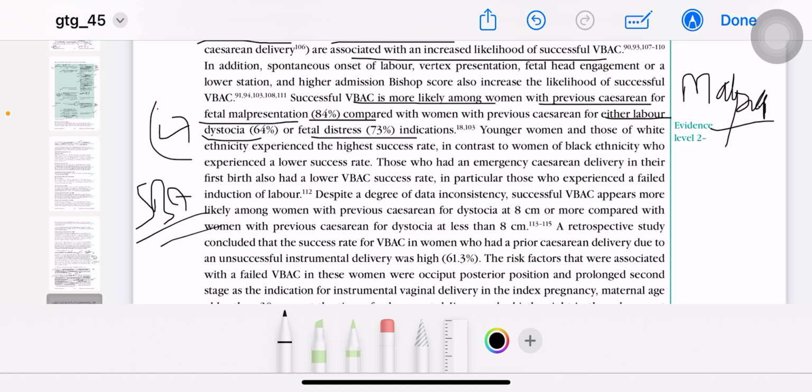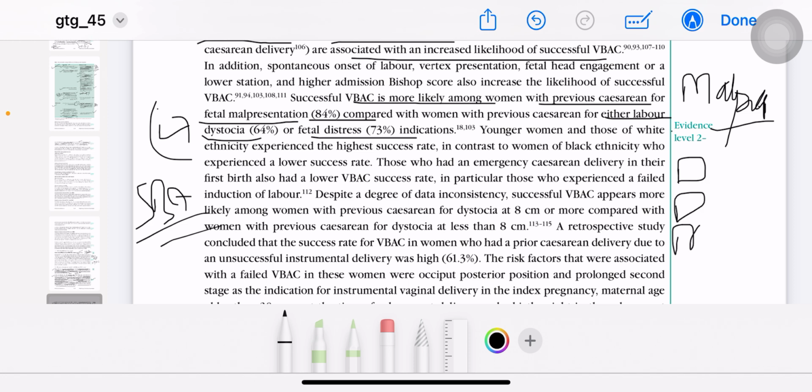So the success rate will be 84. Overall success rate is, with no previous vaginal delivery, 72 to 75%, and with previous vaginal delivery the success rate is 85 to 90%. But in an MCQ, if it says the previous cesarean section was for fetal malpresentation, the success would be 84%. If the previous cesarean section was for labor dystocia, the success would be 64, and for fetal distress you will have 73%.